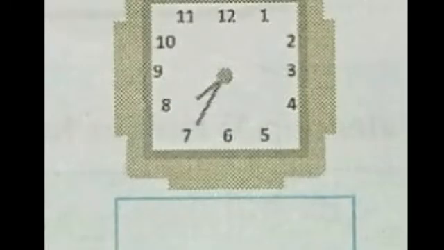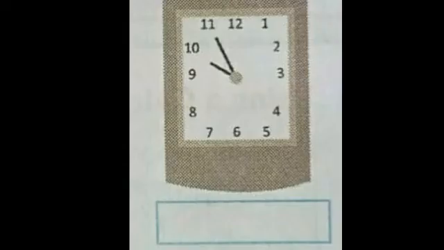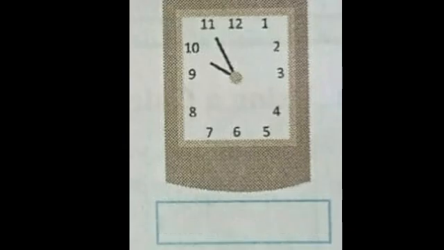Now next picture. Now children, what time is the next picture showing us? Children, the short hand is between 7 and 8 and the long hand is on 7. So what time is it? It is 35 minutes past 7. Very good. Now next clock. What is it showing children? In the next clock, the short hand is between 9 and 10 and the long hand is on 11. So children, what is the time? It is 55 minutes past 9.